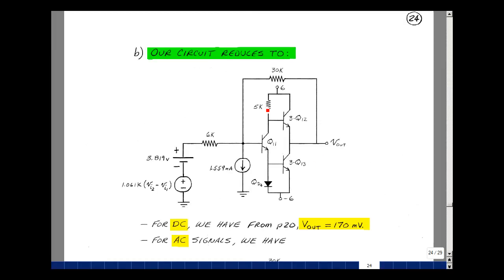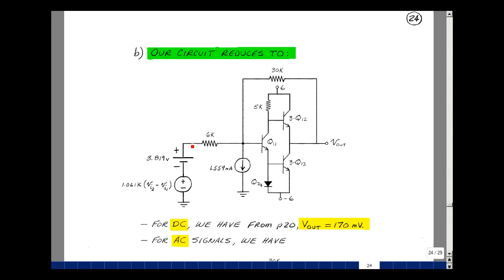We've got the 5K resistor, the transistors Q12 and Q13, which are three stacked in parallel. We have a diode-connected transistor, we call it QD4, and then we have our plus and minus 6 volt power supply. But that current mirror is creating a current of 1.559 milliamps that we had solved for in the last video. This is our circuit that we have left for the op-amp.